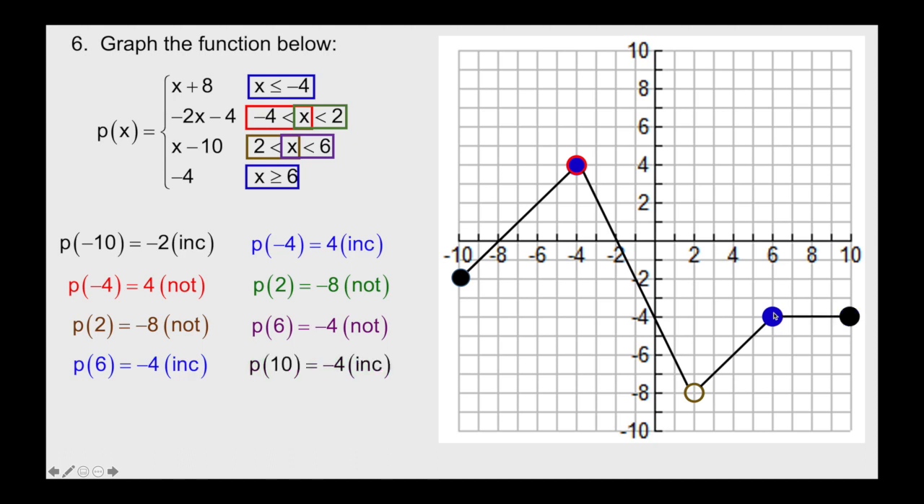Then when I'm plugging in 10, that's just going to give me negative 4 again. It's going to be included. And again, I connect these 2 points, which does give me that horizontal line. And I should get a horizontal line every time it's a constant function.